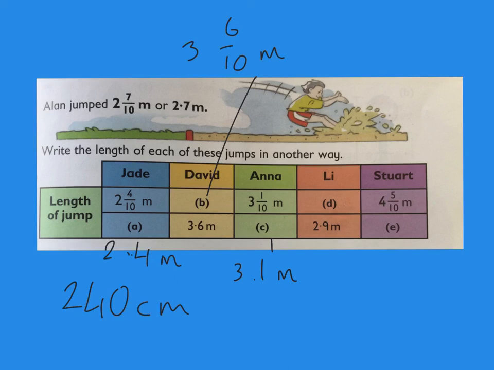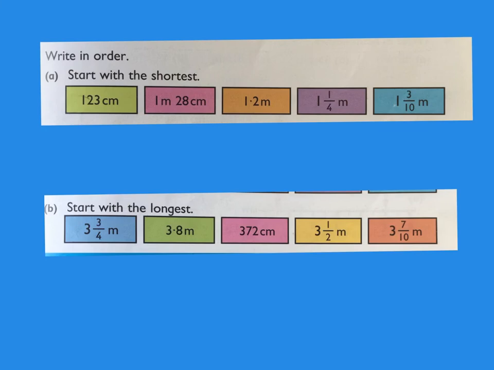Okay, so Lee jumped 2.9 metres. So in metres and tenths of metres, that would be 2 and 9/10 metres. Sorry, I should have the metres over here rather than there. Stuart then jumped 4 5/10 of a metre. So in total centimetres it would be 450 centimetres. Decimal form then it would be 4.5 metres. Okay, so hopefully now you're ready for the next set of questions.